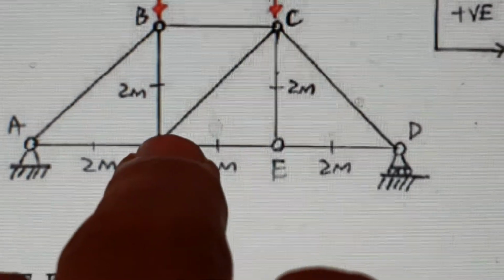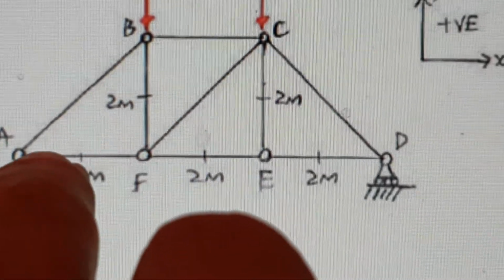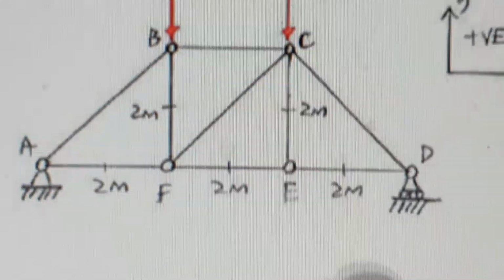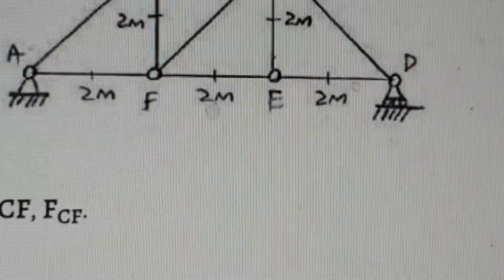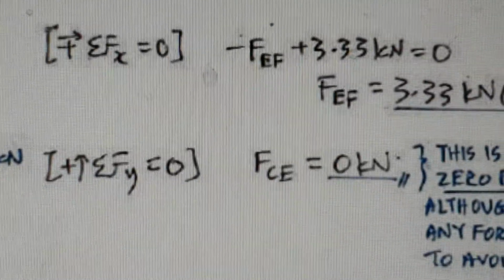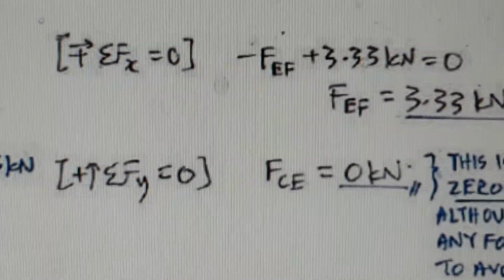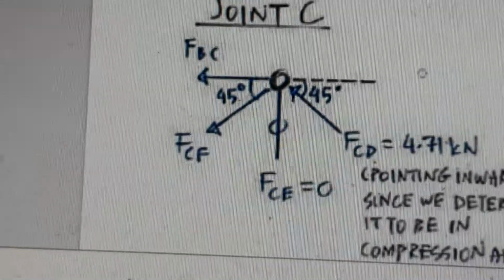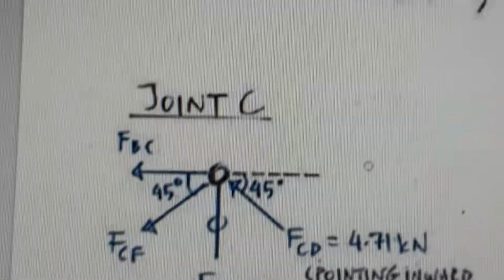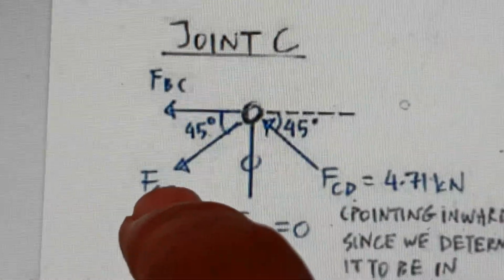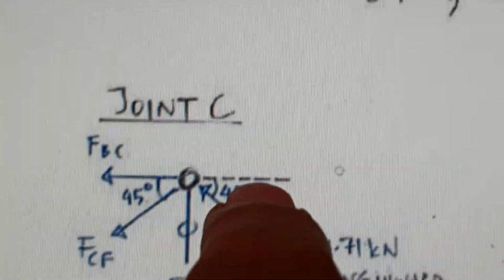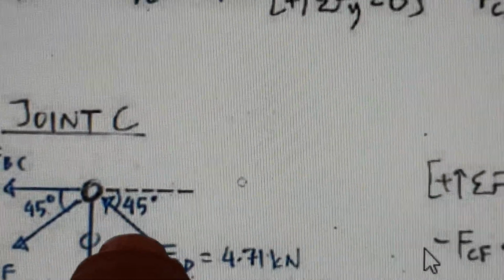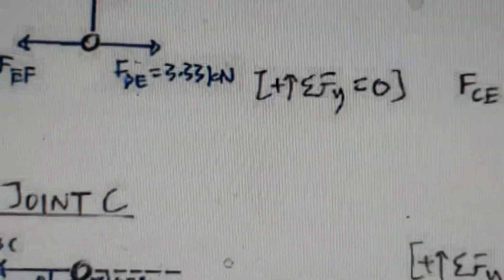Joint F, that's gonna make it very bad. Or joint C, which one is the best? Let's look. Let's take joint C. Joint C, because we have this force is equal to 0, and we need to find this force, FCF. And we have this force, and it is compression.